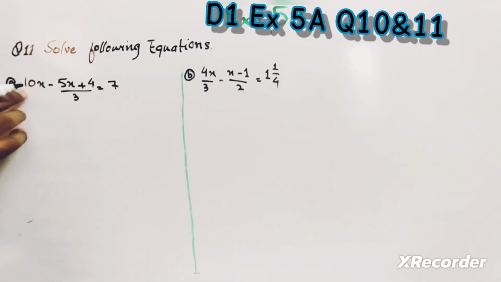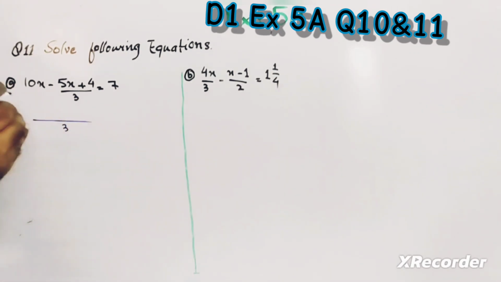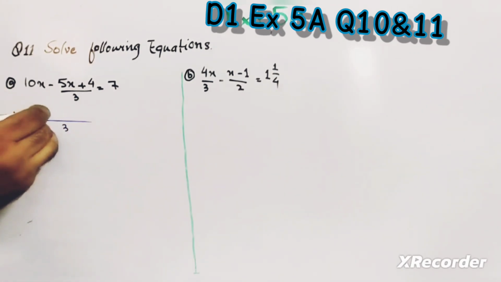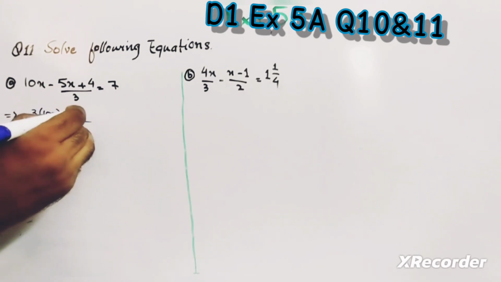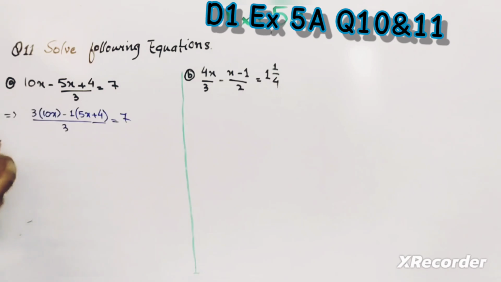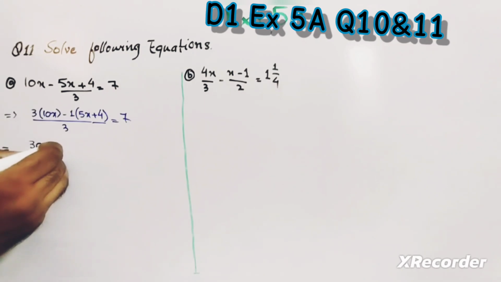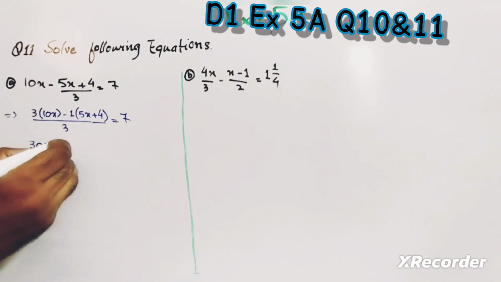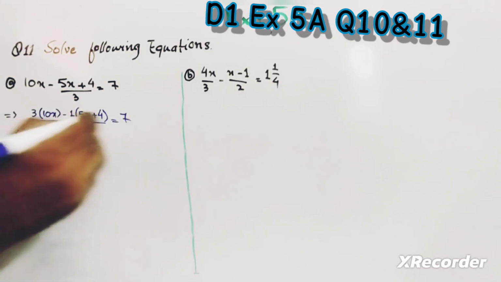First we take the LCM of 1 and 3 and get 3. So 3 times 10x minus 1 times 5x plus 4 is equal to 7. By solving, 3 times 10 is 30x, minus 5x, plus 4 is equal to 7 times 3 is 21.